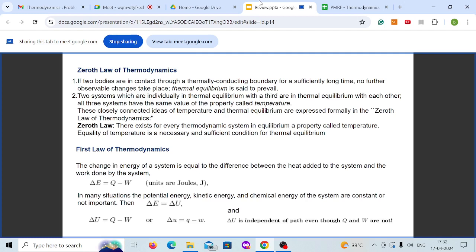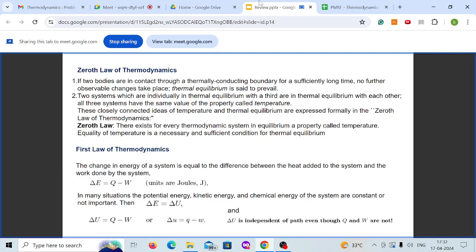So there exists for every thermodynamic system in equilibrium a property called temperature. This equality of temperature is a necessary and sufficient condition for thermal equilibrium. So the zeroth law gives you the concept of temperature, and it says that if the temperature is the same for the bodies, that is a necessary and sufficient condition to say that both are in thermal equilibrium.